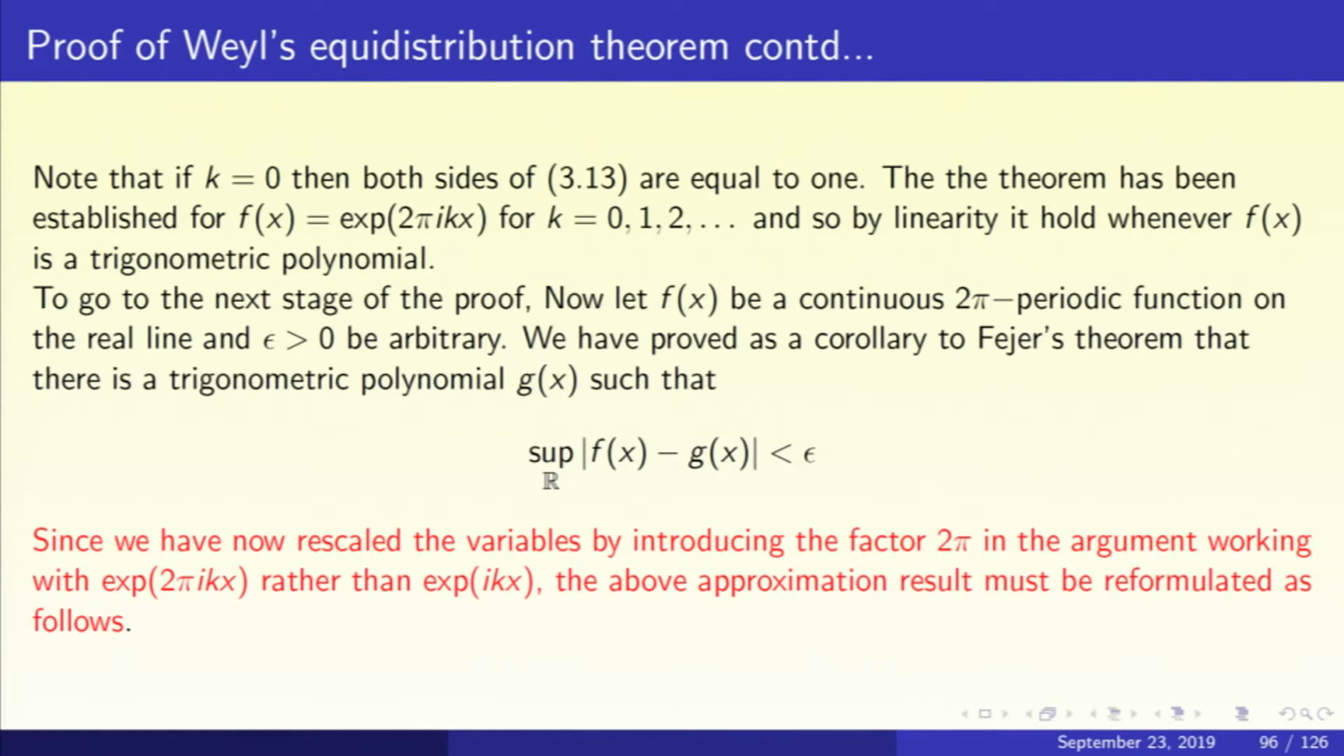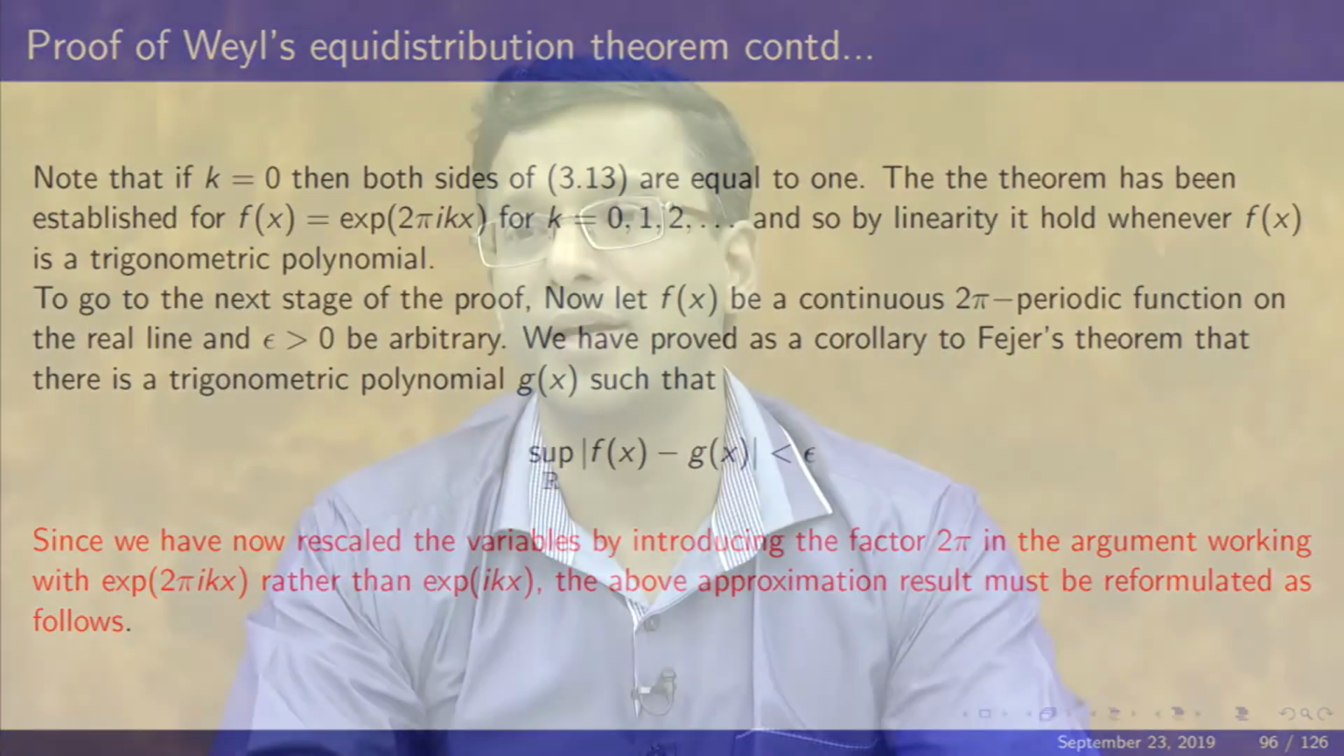There's one small change here from this situation to what we have. What we have been looking at so far are 2 pi periodic functions, and our trigonometric polynomials are linear combinations of 1, sin x, cos x, sin 2x, cos 2x. But here we have rescaled the variable by introducing the factor 2 pi in the argument of the function itself. We are looking at exponential of 2 pi i kx, not exponential of i kx. Thus, we are looking at sin 2 pi x, cos 2 pi x, instead of sin x and cos x.